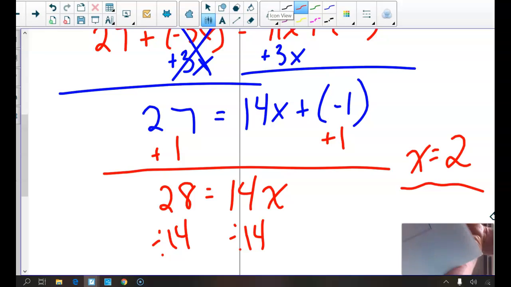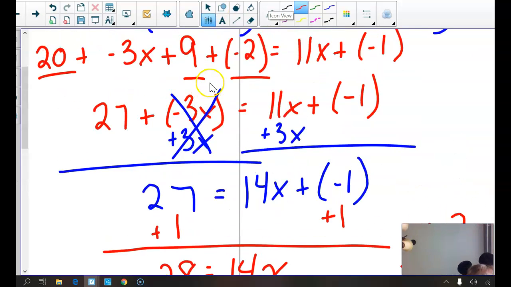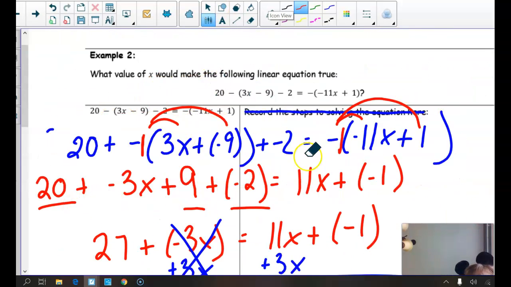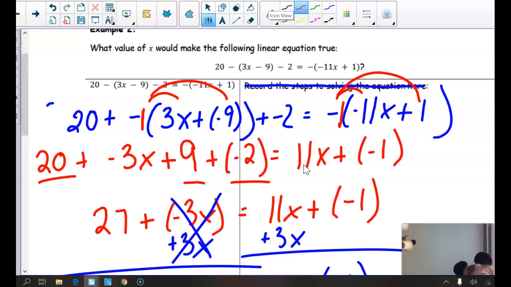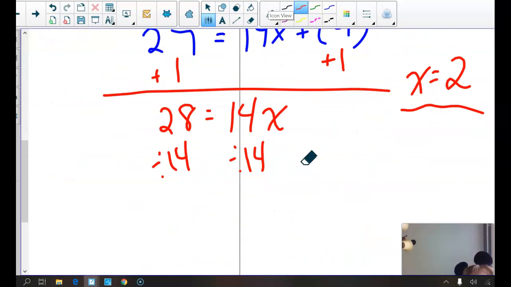Okay, and if you go ahead and check that, putting 2 for x here, that's what you will get. It's correct. All right, so yay. Let's try one now.